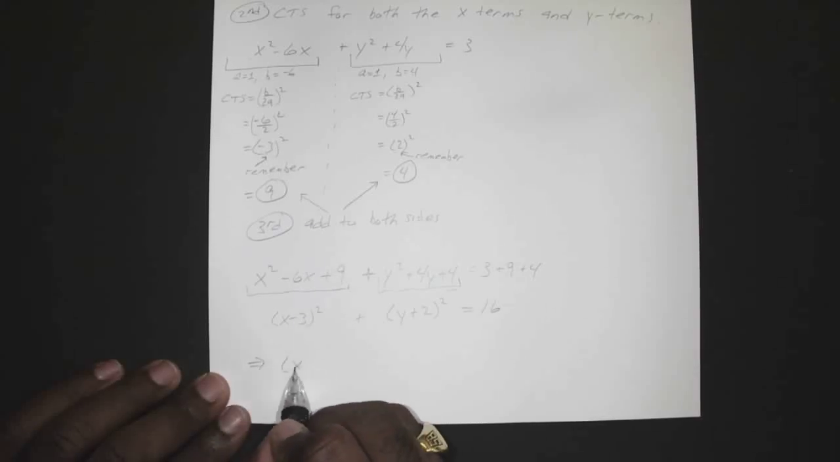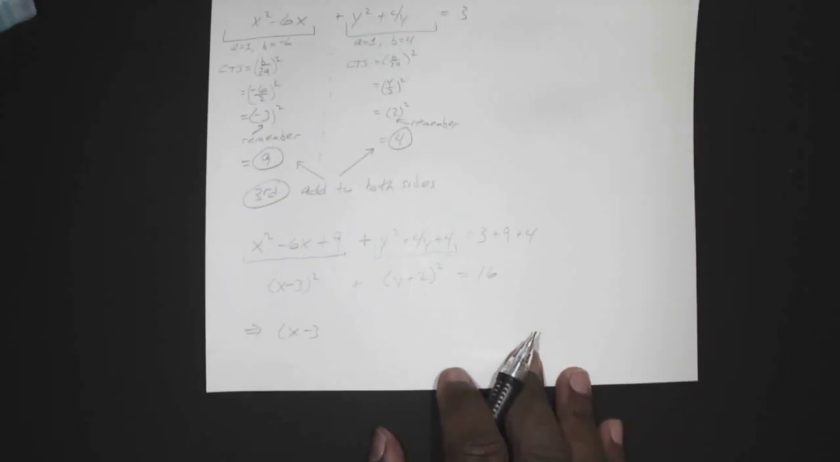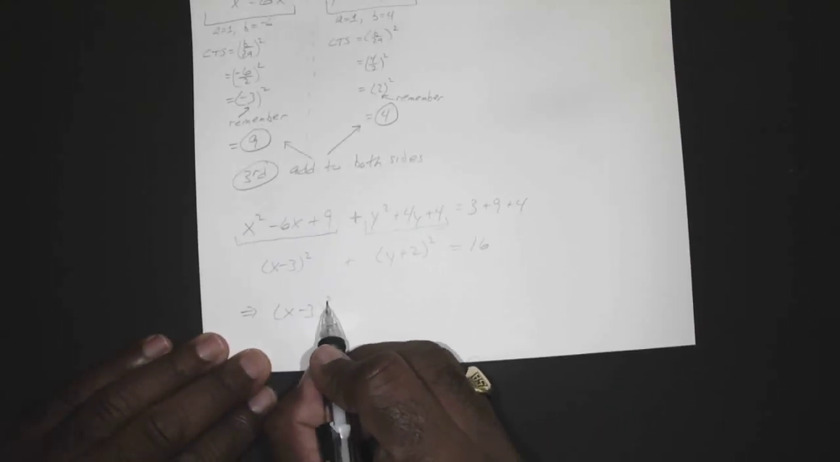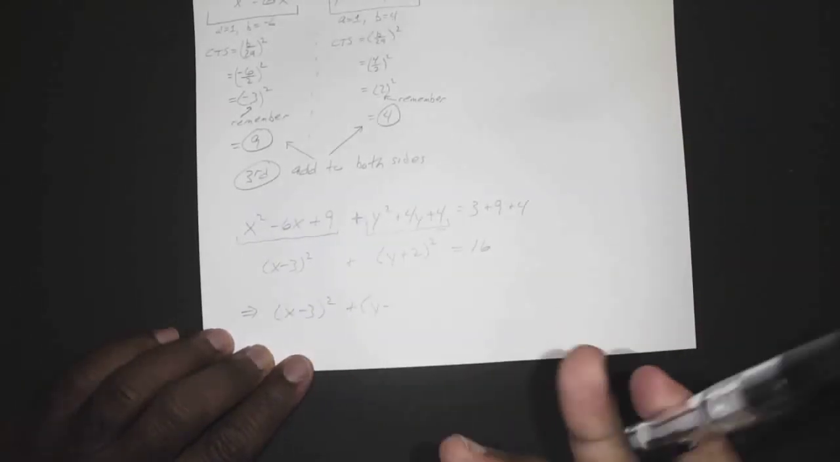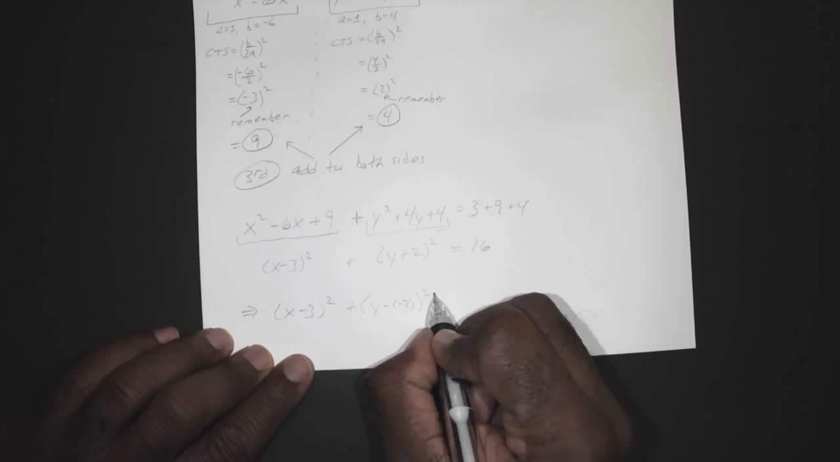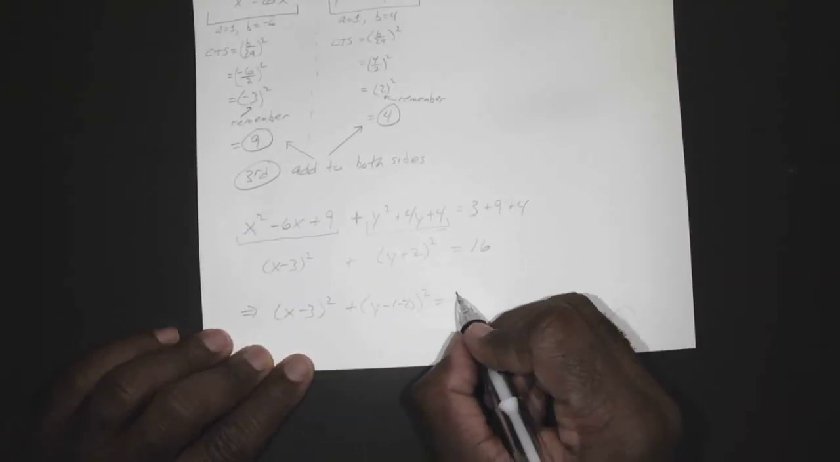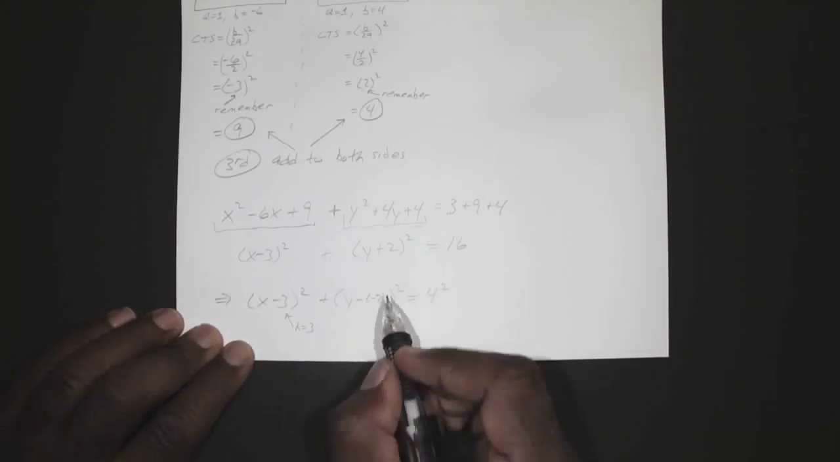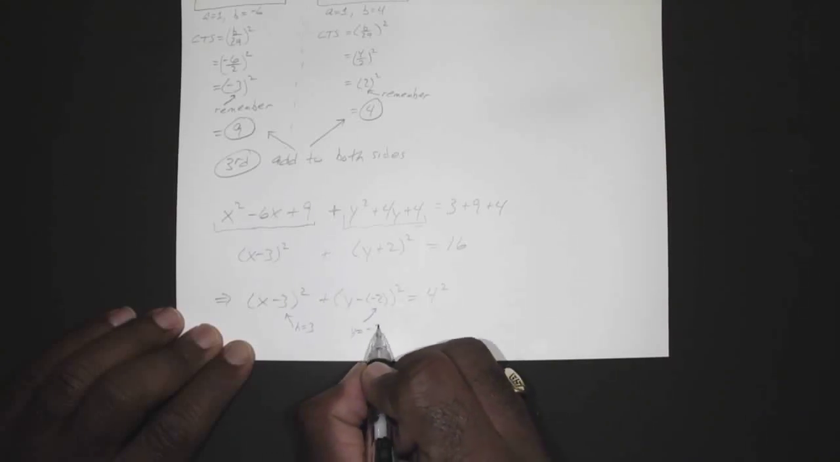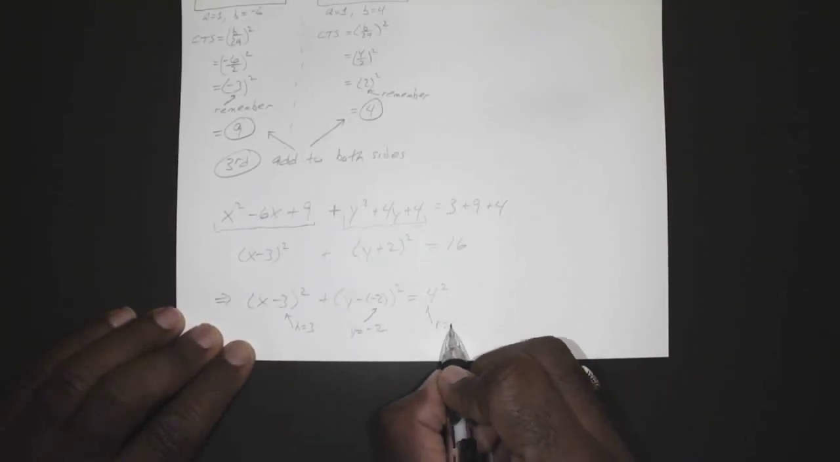Now we just rewrite it to match our formula. So you have (x minus 3) squared plus (y minus negative 2) squared equals, and instead of 16, we just make that 4 squared. So our h is equal to 3, our k is equal to negative 2, and our r is equal to 4.